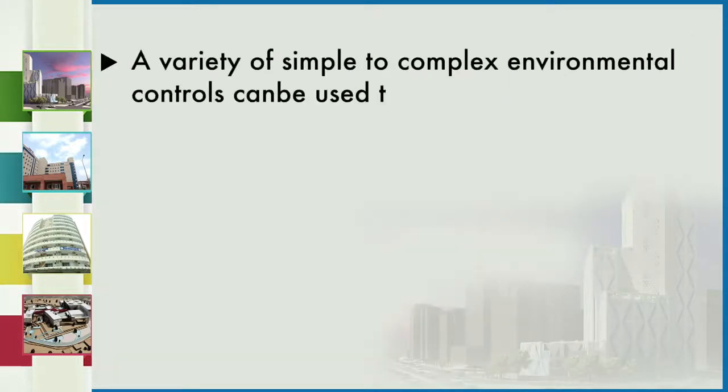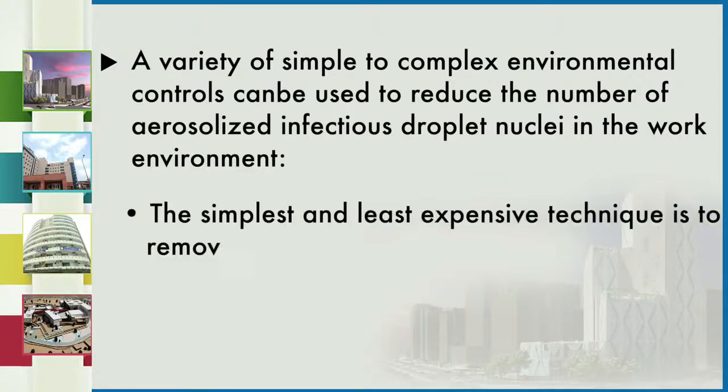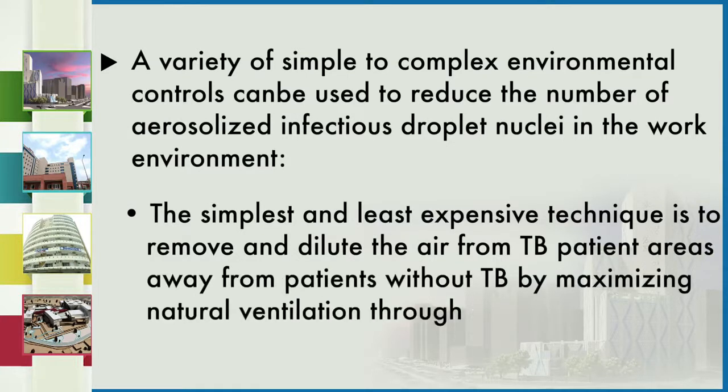Now, a variety of simple to complex environmental controls can be used to reduce airborne infection in the work environments of a hospital, especially in a DOT center. The simplest and least expensive technique is to remove and dilute the air from the TB patient areas, separating it from patients without TB, by maximizing natural ventilation through open windows. Very simple, traditional method. Just have proper windows.